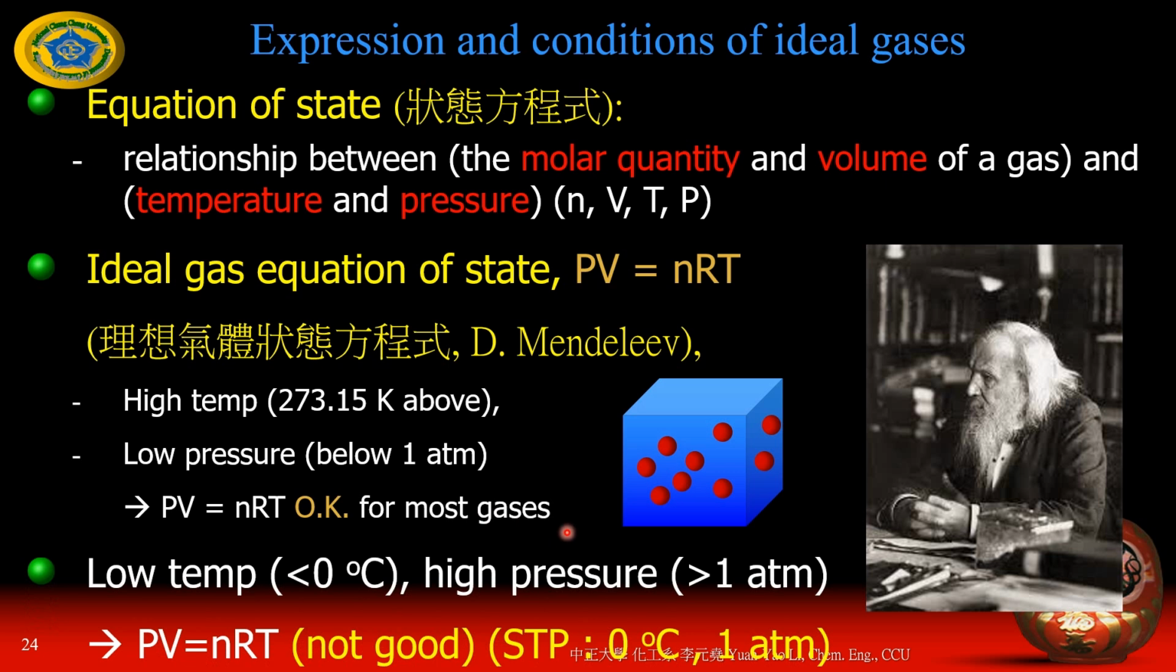So if the temperature is too low or the pressure too high, what does that mean? If the temperature is too low, it becomes liquid or solid, so you cannot apply the ideal equation of state. If the pressure is too high, it becomes liquid or solid. So please remember these 2: 0 Celsius and 1 atm.